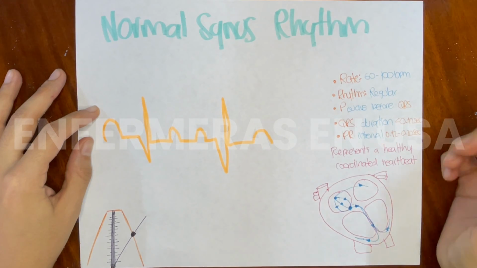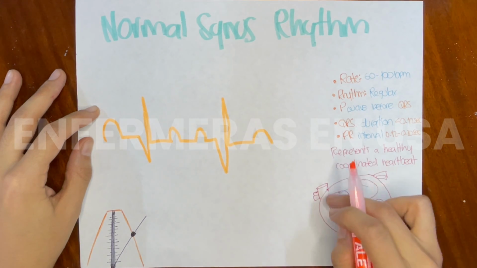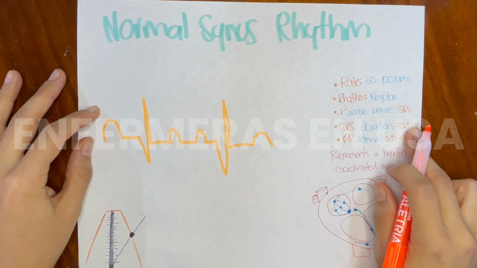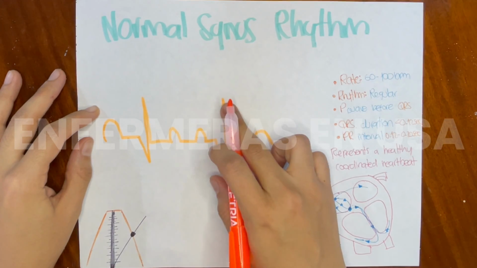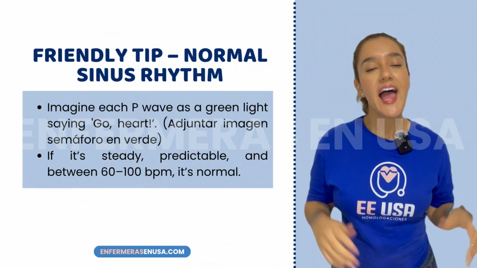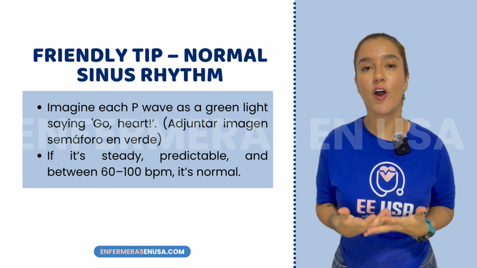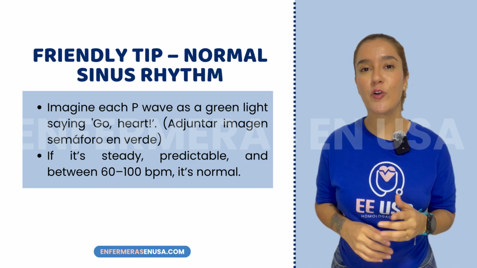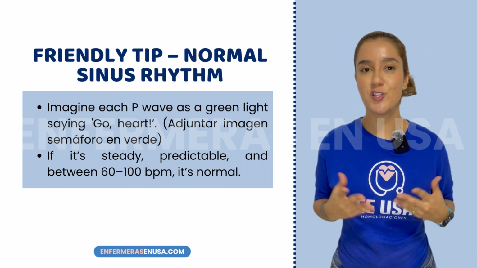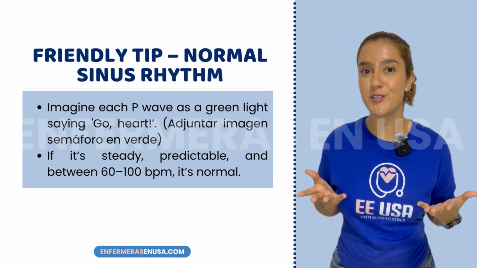P wave present before each QRS, showing the impulse comes from the sinoatrial node. QRS complex, narrow, lasting less than 0.12 seconds. And finally, PR interval, constant between 0.12 and 0.20 seconds. A friendly tip for your learning: imagine each P wave as a green signal from the brain telling the heart, beat now. If you see a P wave before every QRS and the rhythm is regular, you're probably looking at a normal sinus rhythm. In short, regular rhythm plus P waves present plus rate 60 to 100 is a normal sinus rhythm.